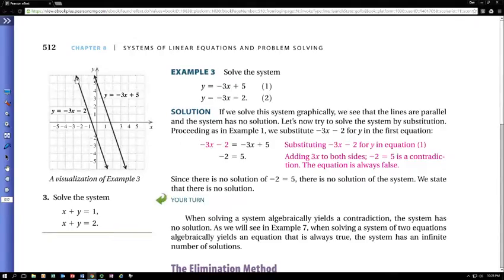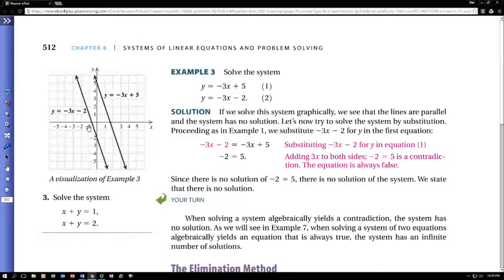Well, this one, they show a visualization of this, and you say, hey, I got an issue here. They don't intersect, right? We went through this in section 1. This is a system that has no solution. There's no points, no ordered pairs that will make both of these equations true at the same time.